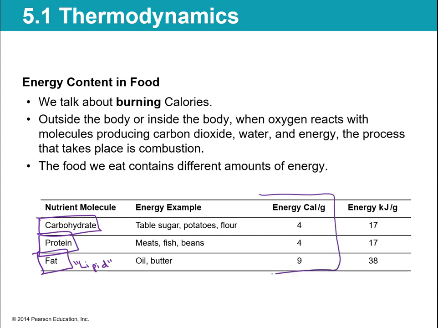So when looking at how much energy they get, when you look at a nutrition label, you always see that capital C calories. Total amount of calories is based on the amount of carbohydrates, proteins, and lipids that are present in one serving of a sample.